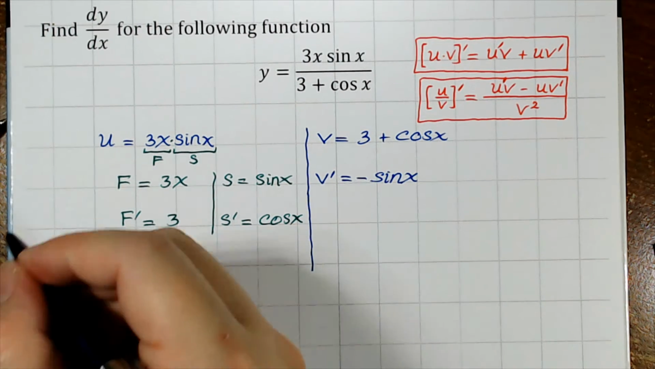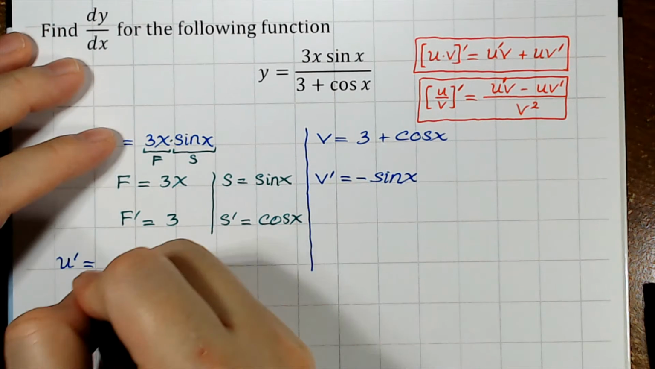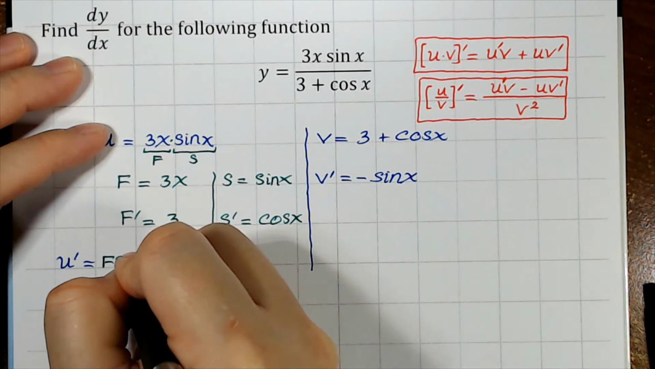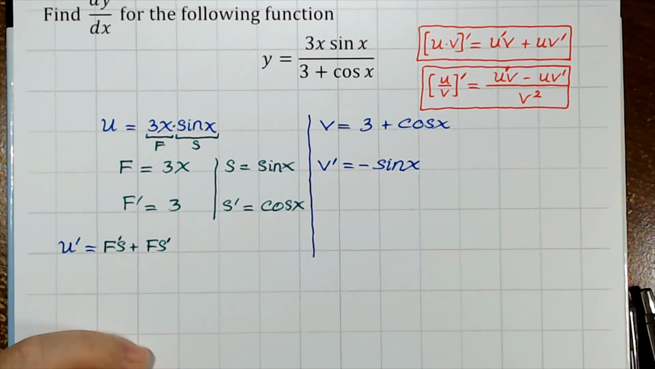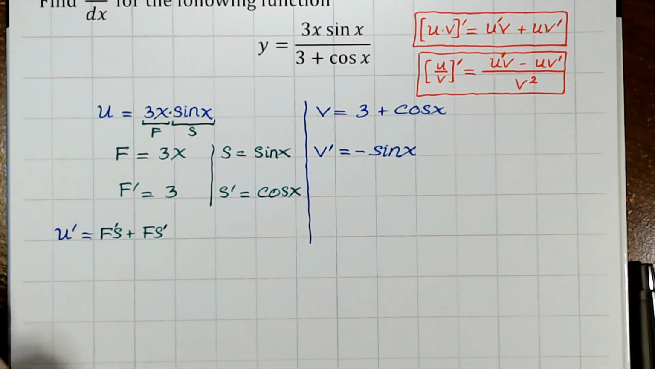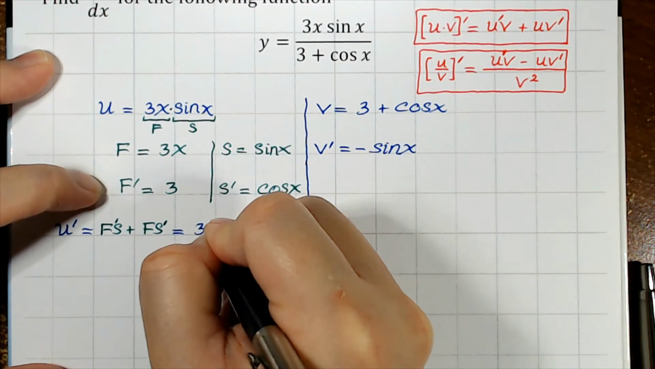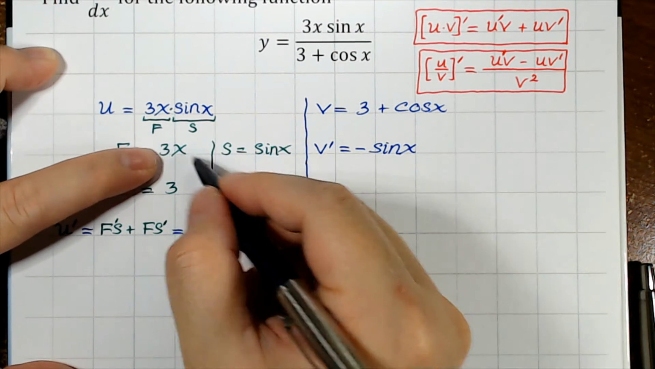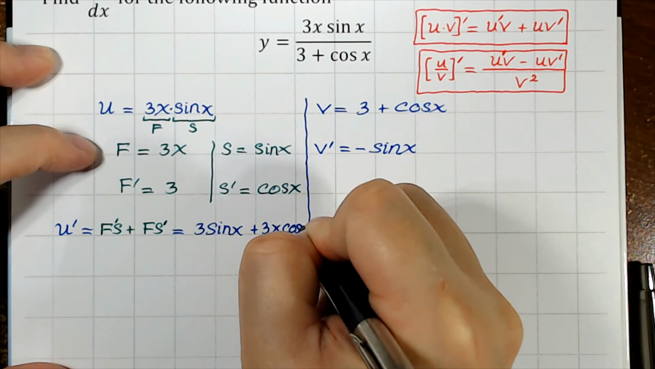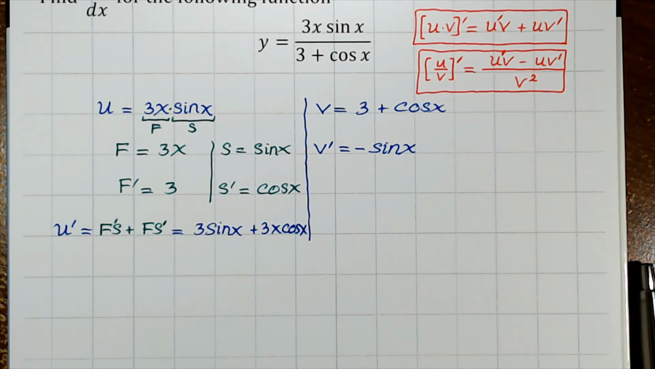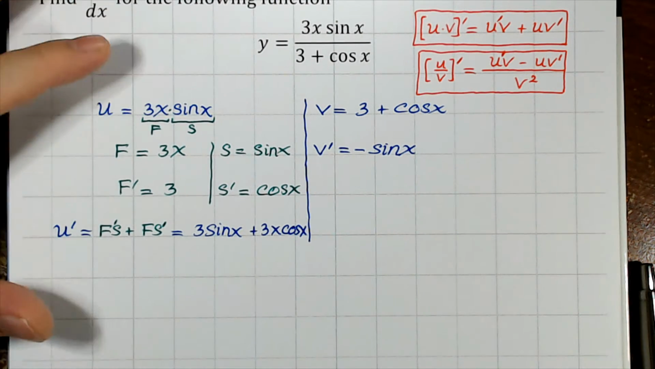And then we put together the derivative of u, which is going to be the product, derivative of the product by the product rule. So it is going to be equal to 3 sine x plus 3x cosine x. Alright, so we have u prime, v prime, and then we can find the derivative of y.